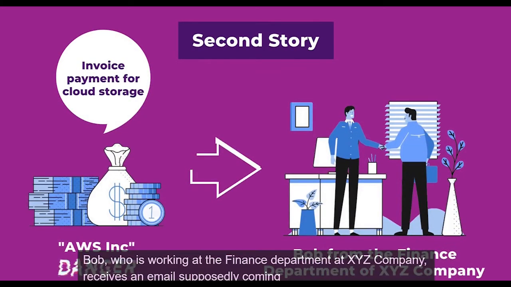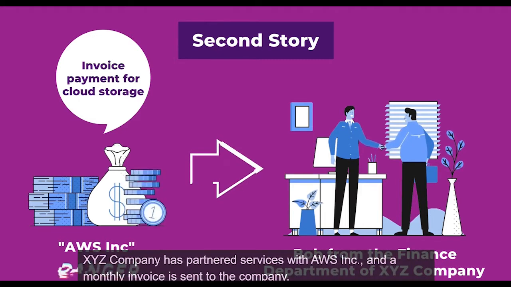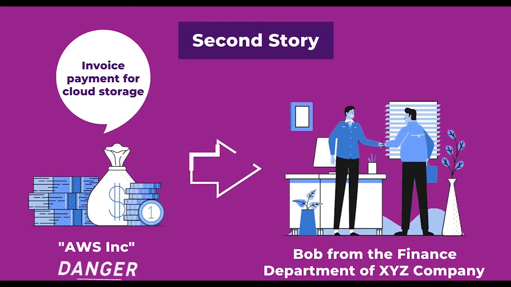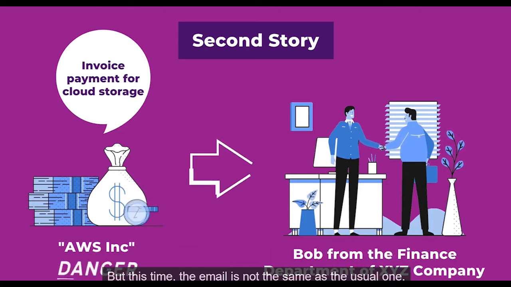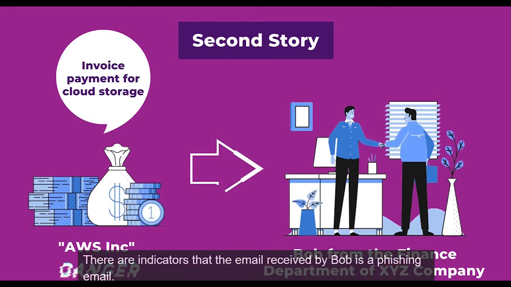Let's look at another example. Bob, who is working at the finance department at XYZ Company, receives an email supposedly coming from AWS Inc., claiming there is an urgent invoice payment for cloud storage. XYZ Company has partnered services with AWS Inc., and a monthly invoice is sent to the company. But this time, the email is not the same as the usual one. There are indicators that the email received by Bob is a phishing email.